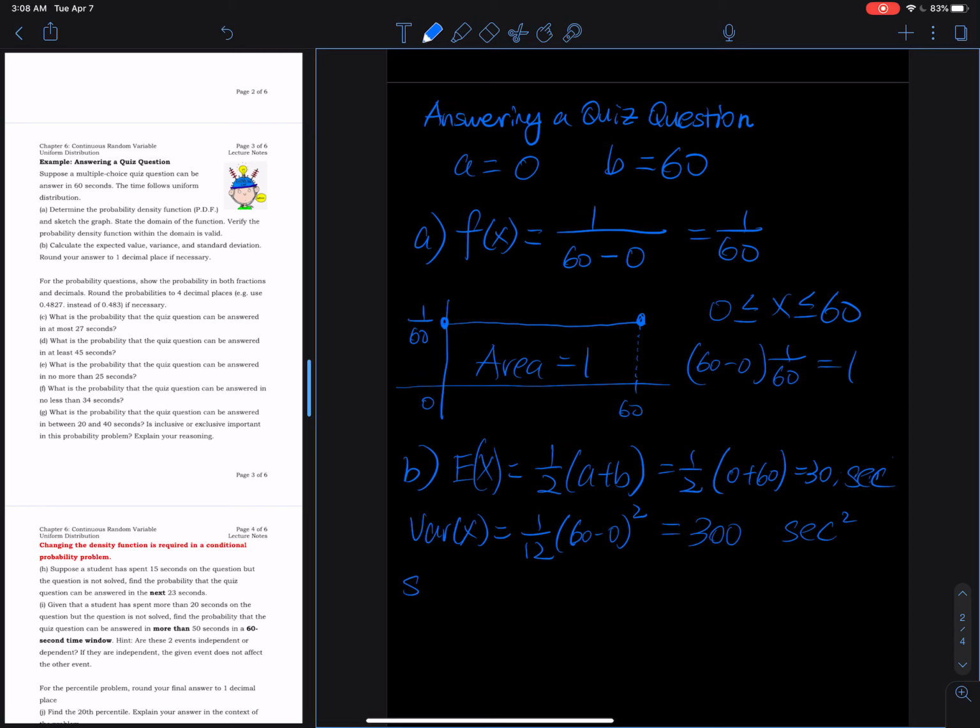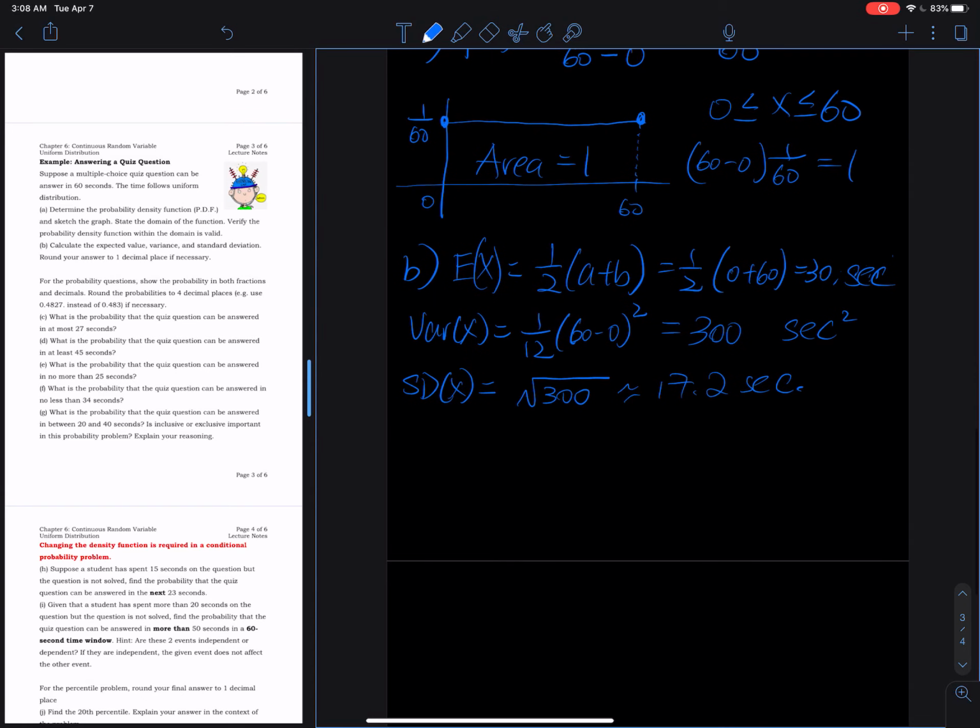And then the standard deviation is the square root of 300. This one you have to round a little bit. I will say keeping one decimal place is enough, 17.2 seconds. All right, so that is the basic setup of a uniform distribution problem.